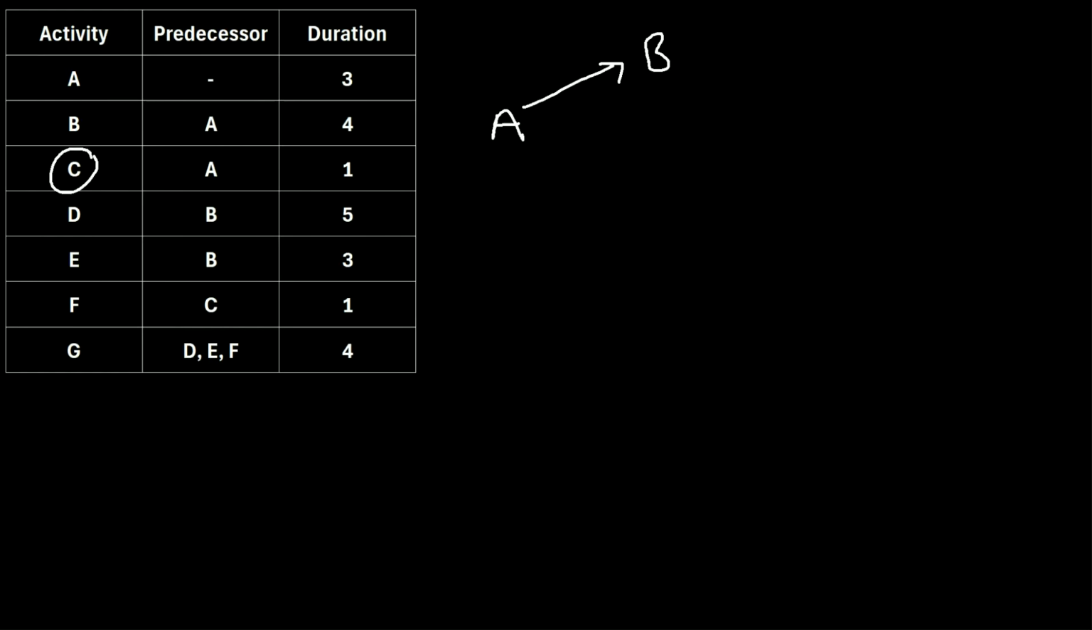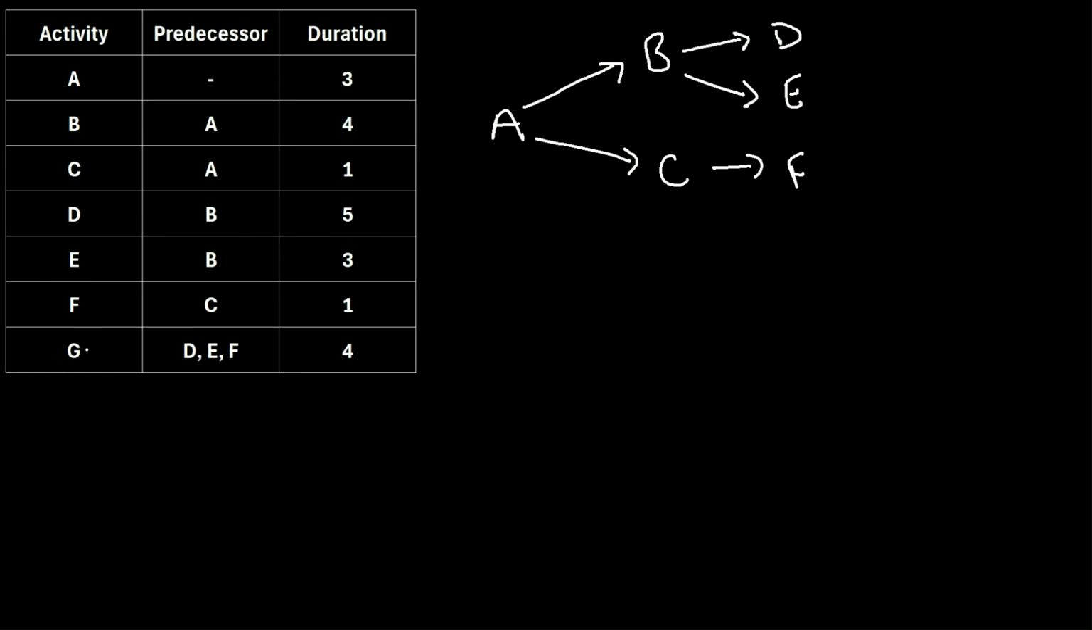Then for activity C, we can see that it also has a predecessor of activity A. So let's draw an arrow from A to activity C. Then for activity D, its predecessor is B, so let's draw an arrow from B to activity D. Then for activity E, it also has a predecessor of B, so we'll draw an arrow from B to activity E. And next, activity F has a predecessor of activity C, so we'll draw an arrow from C to F.